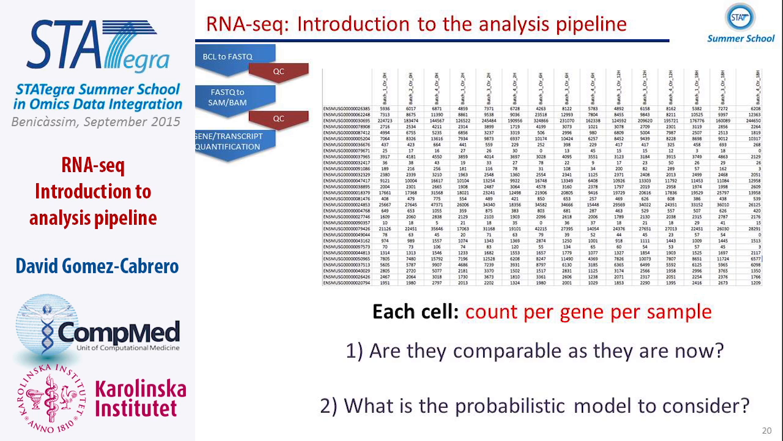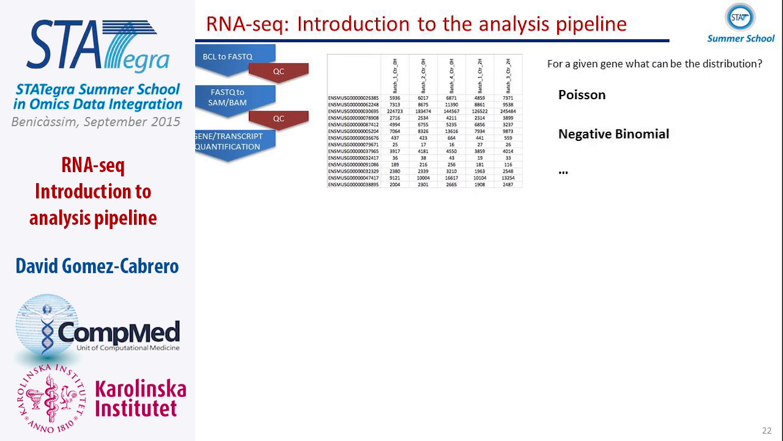So, counts per gene, are they comparable? What is the probabilistic model to consider? Some people were saying that when we have fluorescence and log transform it in the macroarray, we were thinking maybe it's a Gaussian distribution, we do the quantile normalization, perfect. But here this is count data, and we should take it as count data. So let's go a bit into this path of count data. There are different distributions for working with count data: Poisson, negative binomial, many others.